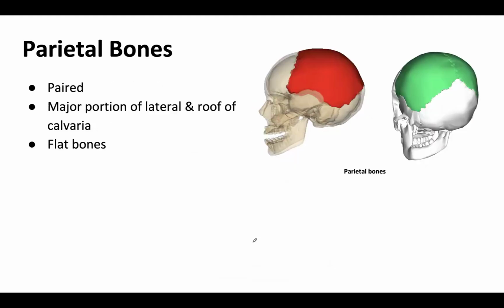Moving posteriorly from the frontal bone, you will have the paired parietal bones. These are fairly nondescript bones. They're really good examples of flat bones, and they will form the majority of the lateral sides as well as the roof of the calvaria. There are some muscle attachments on the parietal bones that will cause just a slight building of bone, but for the most part, these are fairly nondescript bones.